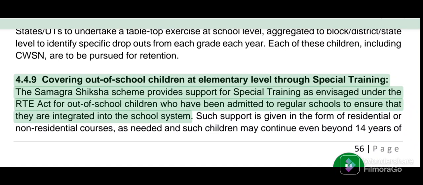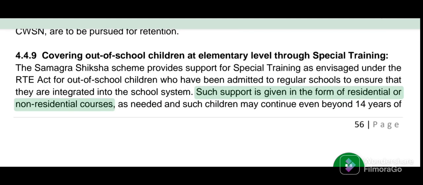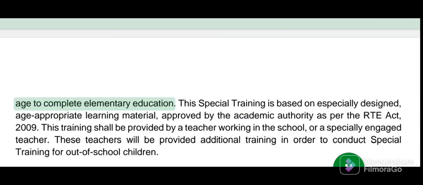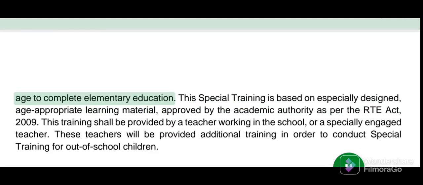4.4.9 Covering out-of-school children at elementary level through special training. The Samagra Shiksha scheme provides support for special training as envisaged under the RTE Act for out-of-school children who have been admitted to regular schools to ensure that they are integrated into the school system. Such support is given in the form of residential or non-residential courses, as needed, and such children may continue even beyond 14 years of age to complete elementary education.